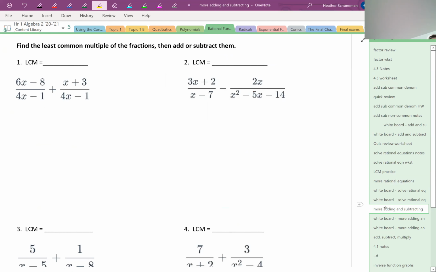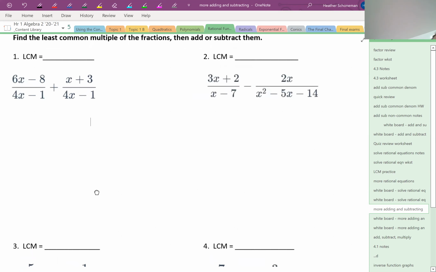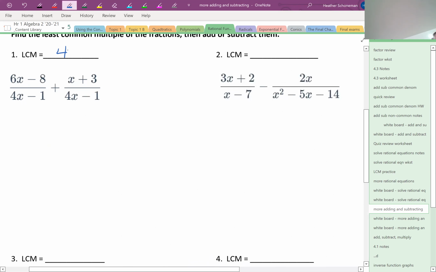When we are adding and subtracting, our goal is to take the two fractions that we have, like here's one fraction, here's another, and we're trying to combine it into one fraction. Okay? And to be able to add fractions, we have to have common denominators. So on number 1, the least common multiple of the denominators is just 4x minus 1. And the nice thing about problem 1 is the denominators are already the same. So now we're ready to merge it into one fraction.